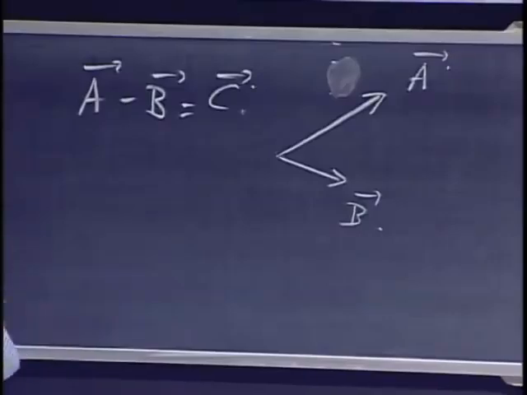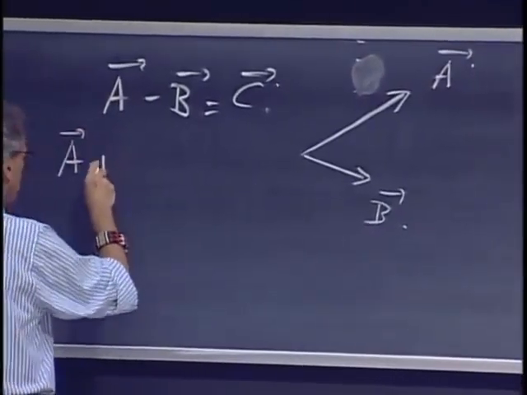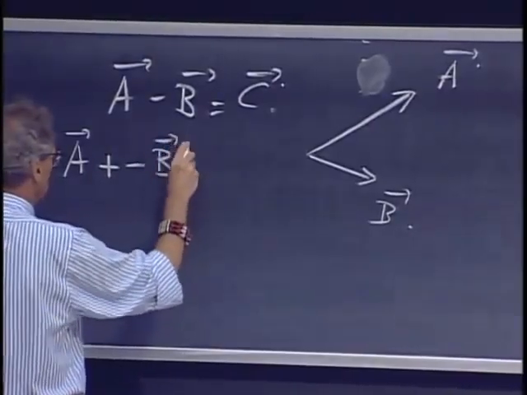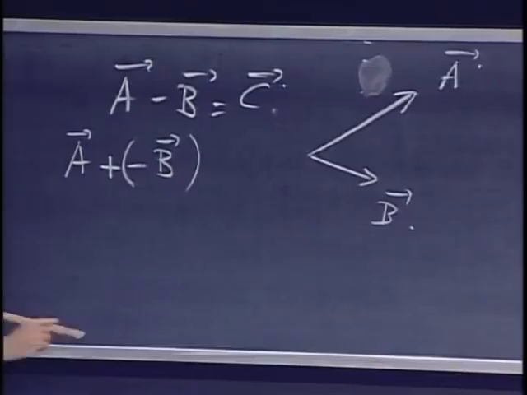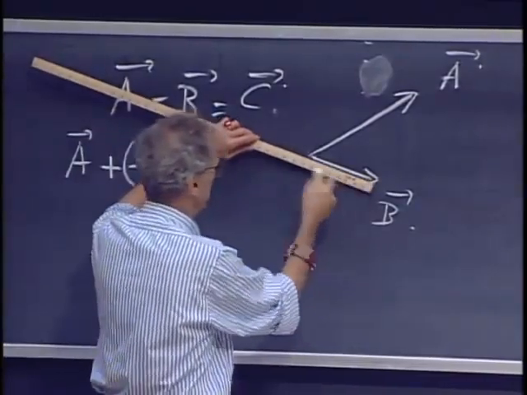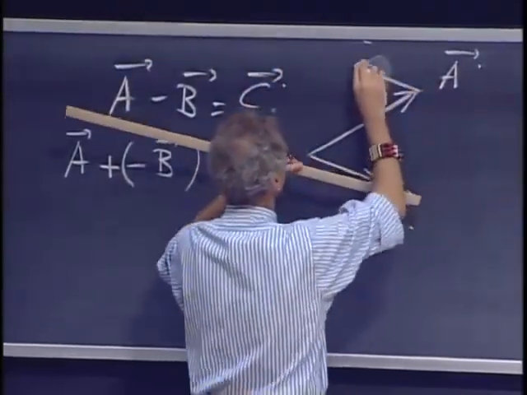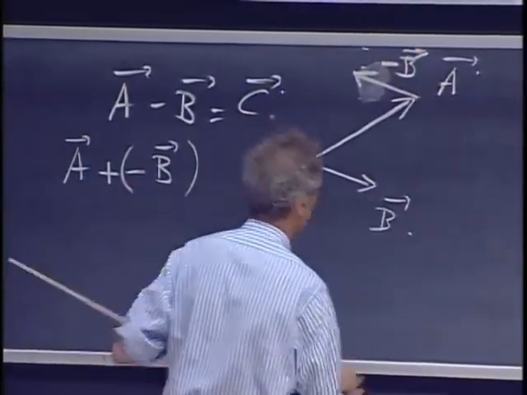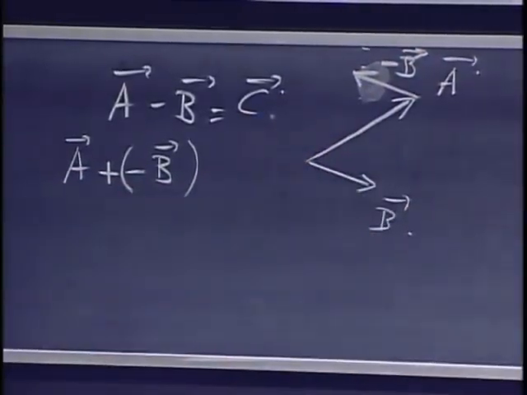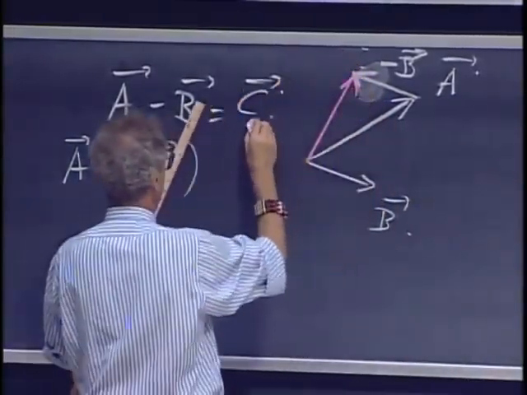One way to look at this is the following. You can say a minus b is a plus minus b. We know how to add vectors, and we know what minus b is. Minus b is the same vector, but flipped over. So we put here minus b, and so this vector now here equals a minus b. This vector c is a minus b.